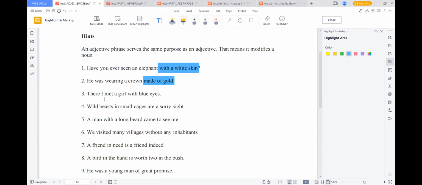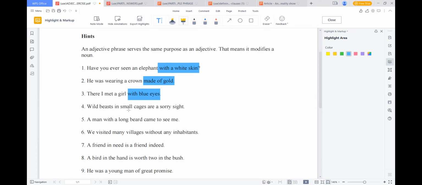Okay, next one. There I met a girl with blue eyes. Which one is the adjective phrase? Blue eyes. With blue eyes. With. You need to have the preposition: with blue eyes.